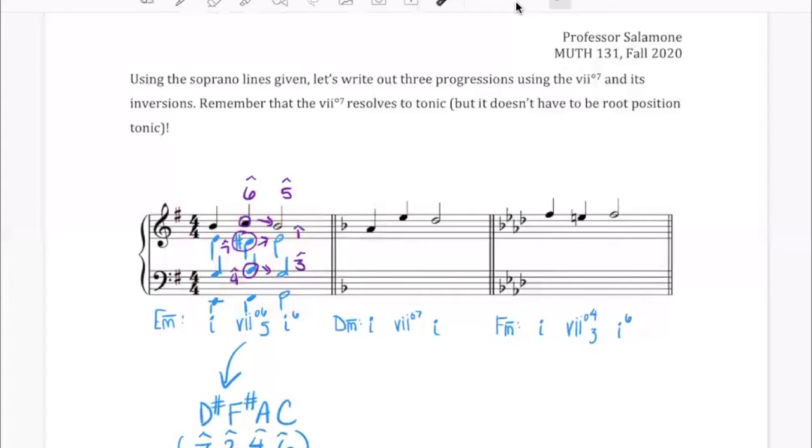You have got 2 more. You have a 1 that goes to a 7/7, then back to 1. And then you have a slightly more active bass line in the F minor example with 1 that goes to 7/4/3 and then a 1/6. So go ahead and work these out.